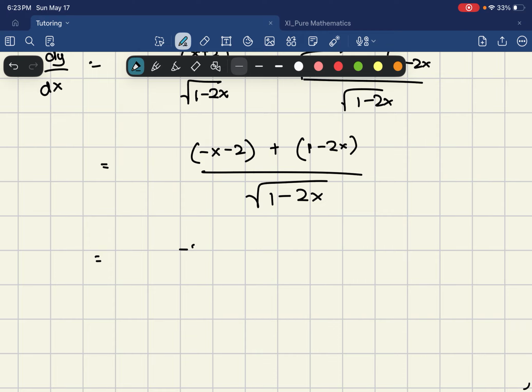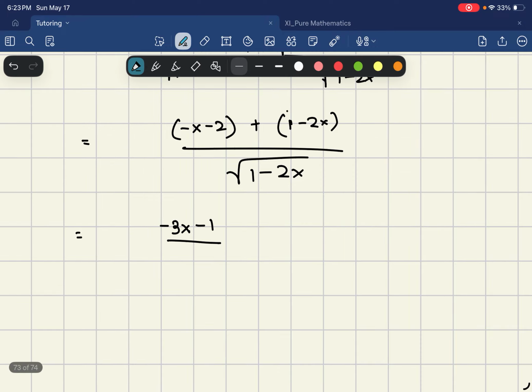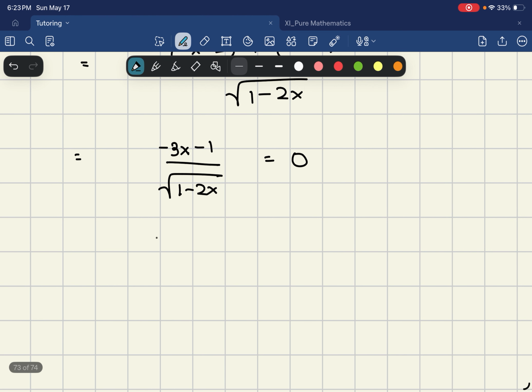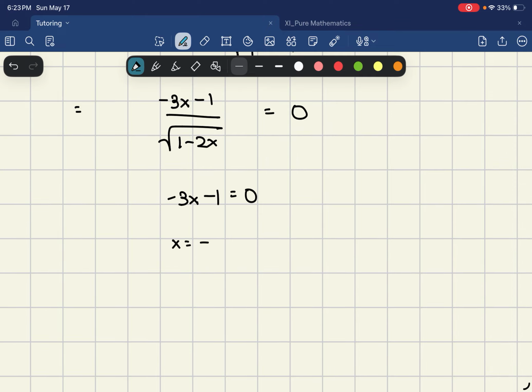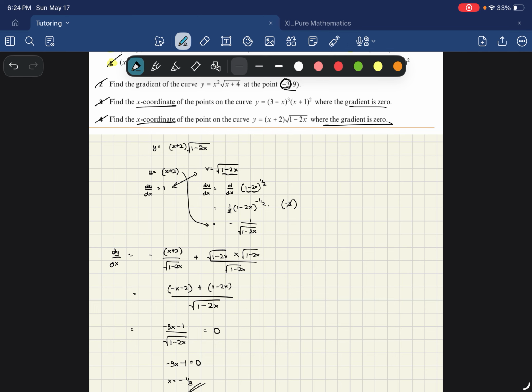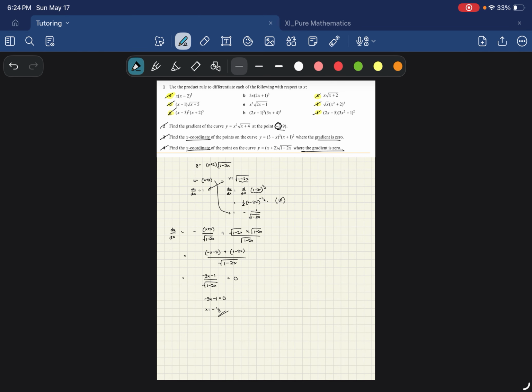Alright, so I have minus 3x minus 1 in my numerator. In my denominator, I have this expression. So I need to solve for this equal to 0. My denominator can never be 0. Whenever you have a fraction, your denominator can never be 0. So your numerator has to be 0. Minus 3x is going to be minus 1, and x is just going to be negative 1 over 3 if you solve this equation. Yeah, that is it. That is the x-coordinate of the point. It just says x-coordinate, so I can leave it at just the x value where the gradient is 0, which is negative 1 over 3. And that is it for this topic.